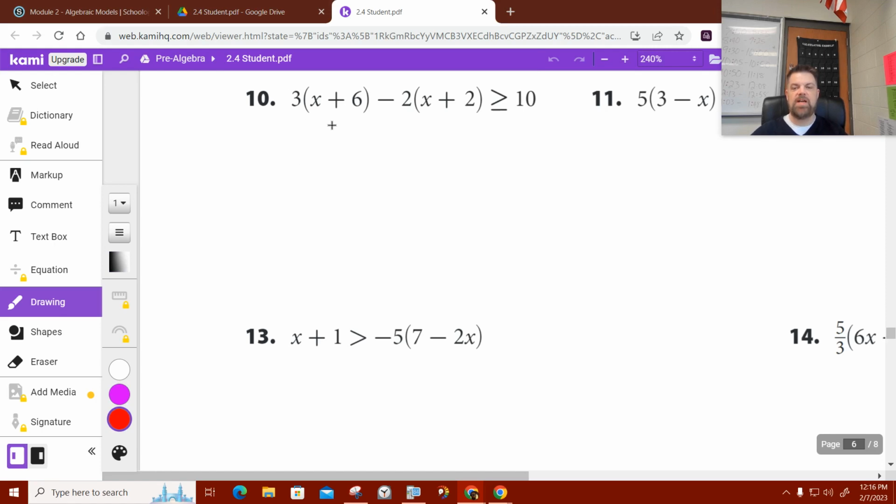Anyways, what do I do first, guys, to solve problem number 10? I'm going to distribute the 3 through the parentheses, so 3 times x is what? 3x. Very good. See what happens when we pay attention? What is 3 times positive 6? Positive 18. Let me change the color so you guys can see what we're doing.